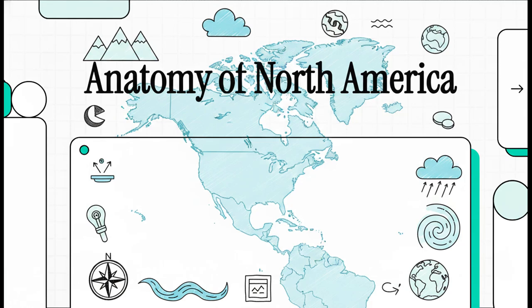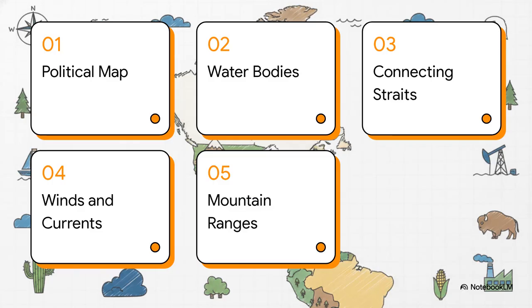Welcome to the Explainer. Ever looked at a map of North America and just seen a chaotic jumble of shapes and colors? Well, today, we're going to effortlessly decode it by building the entire continent layer by layer. We're going to transform this vast geography into a perfectly organized system of land, water, and weather. Today, we're essentially building this continent from the ground up.